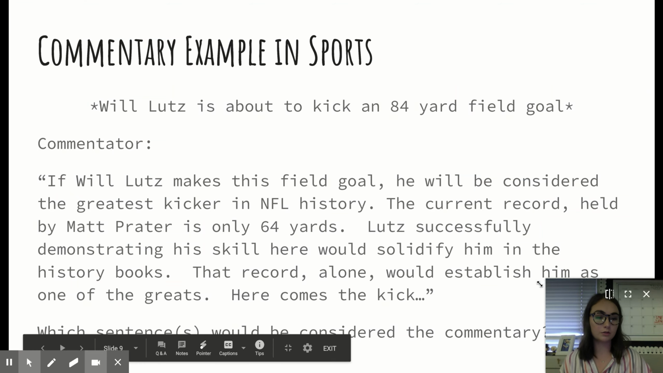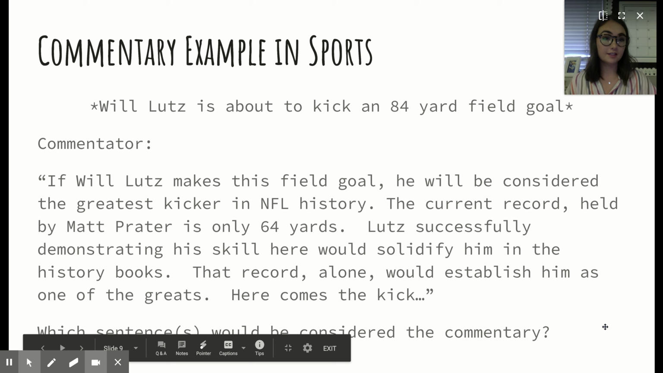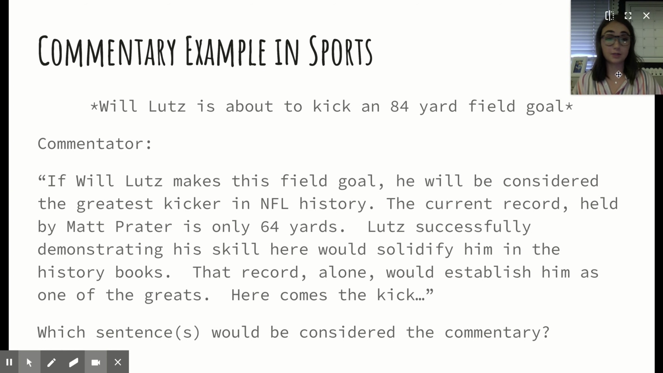Now I want to tell you that this scenario is completely false. If you read this background statement, you'll understand no one will ever kick an 84-yard field goal. It's almost impossible, but it's the one I used for this example. So let's say the Saints are playing and Will Lutz is about to kick an 84-yard field goal. This is something a commentator might say.